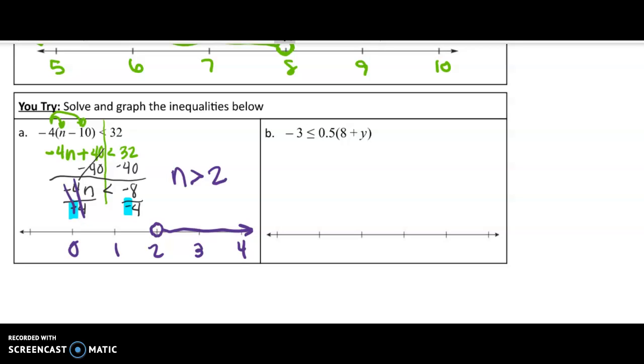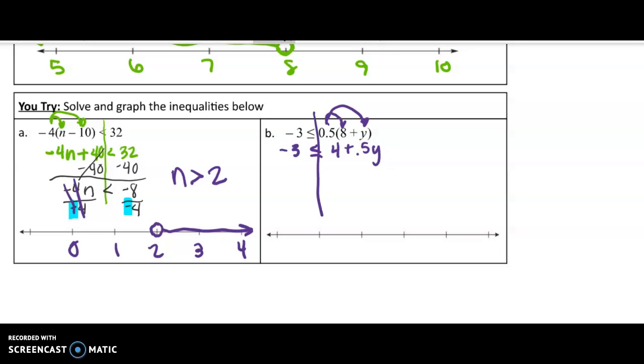All right, so let's distribute that half, that 0.5, that's the same thing as half. So it's saying half of 8, so 0.5 times 8 is 4. 0.5 times y is just going to be 0.5y. Keep my symbol and everything on the other side of that inequality.